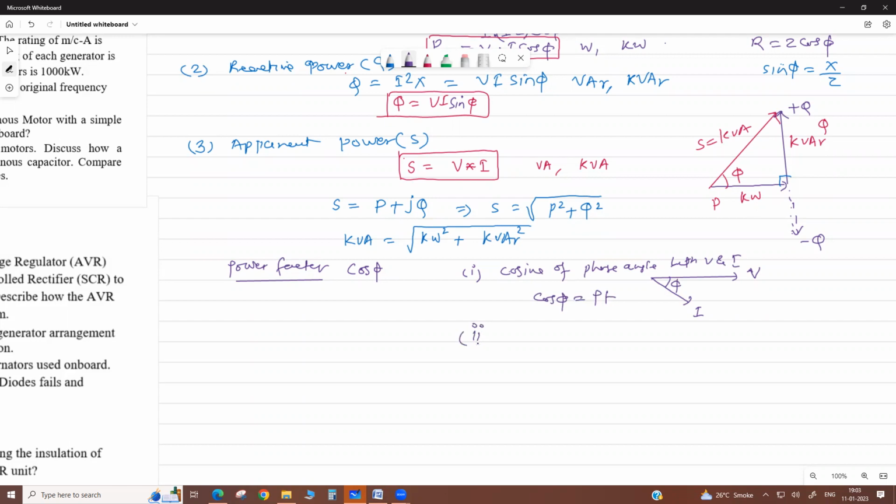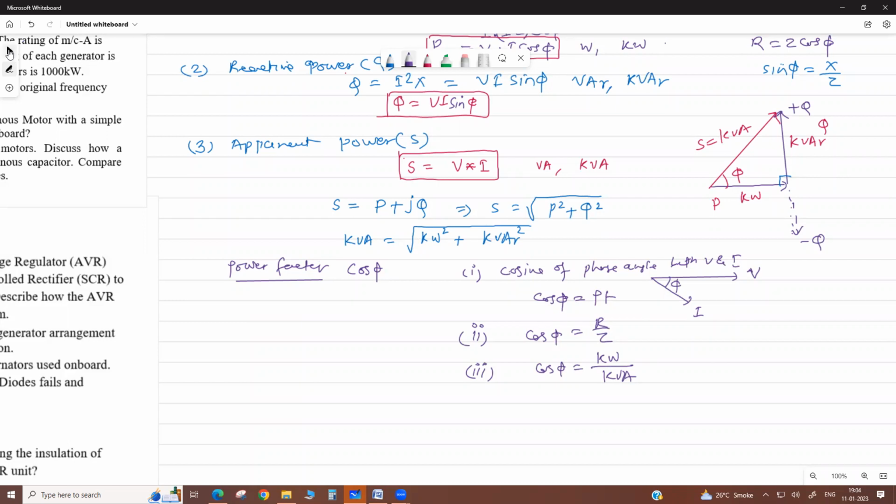Second, from the impedance triangle, we can write cos phi is the R to Z ratio in an impedance, or it is kilowatt by kVA, active power to apparent power. This will give the power factor.